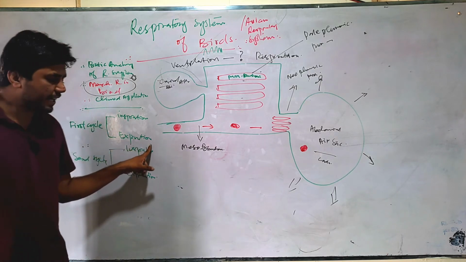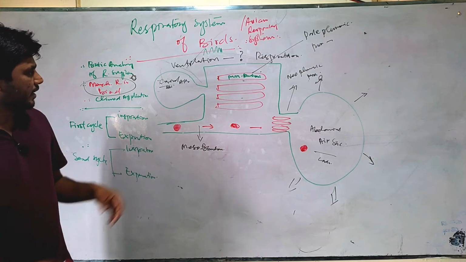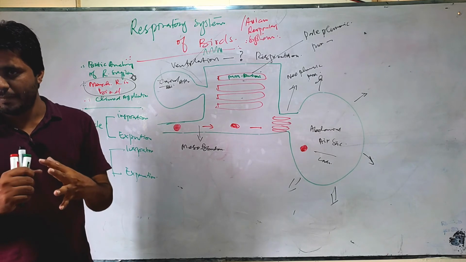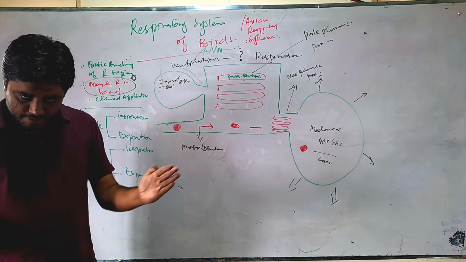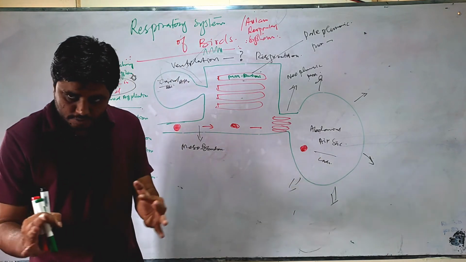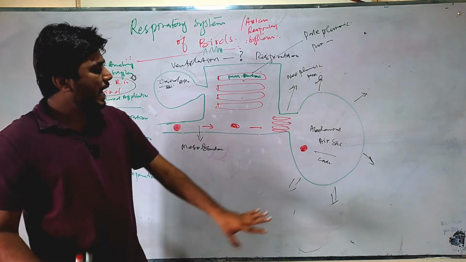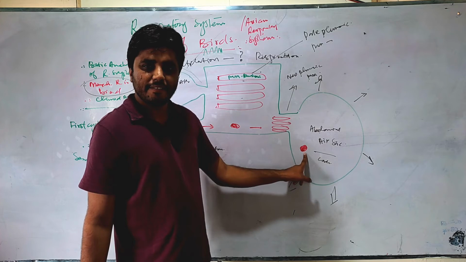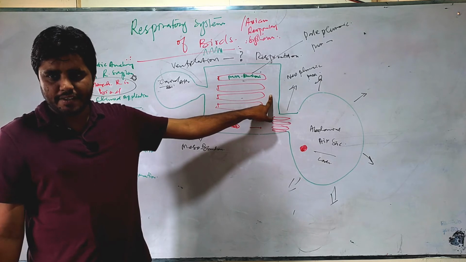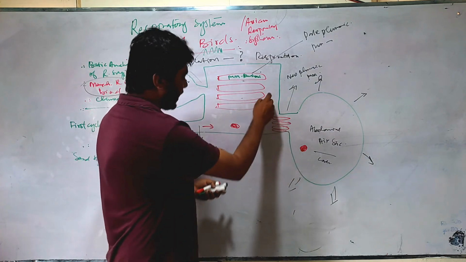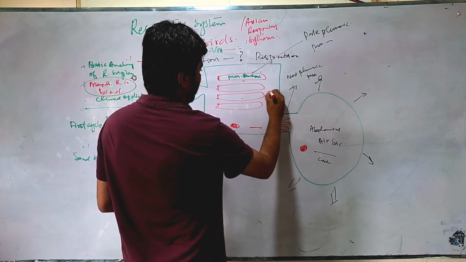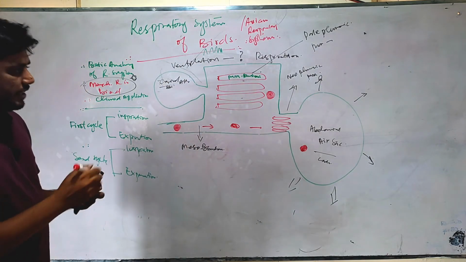Expiration. What happens in expiration? We are focusing on here. The muscles contract, and the volume of the body cavity decreases. This puts pressure on the air sacs, and the air sacs also decrease in volume, and they push this bolus from the air sac to the parabronchi. Clear? So this air will keep in touch with here.